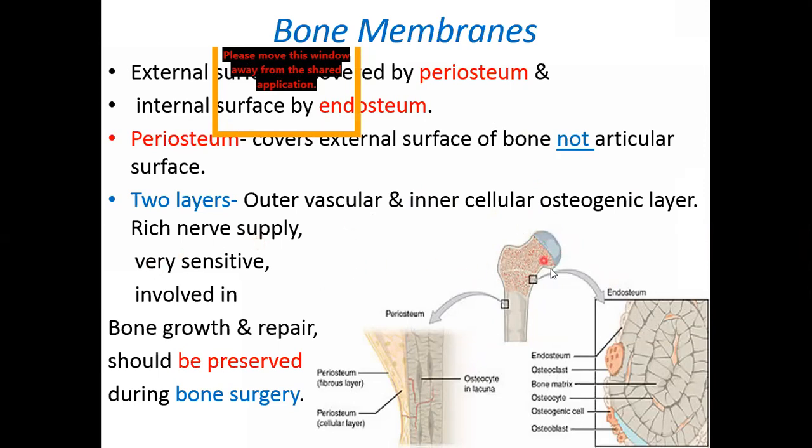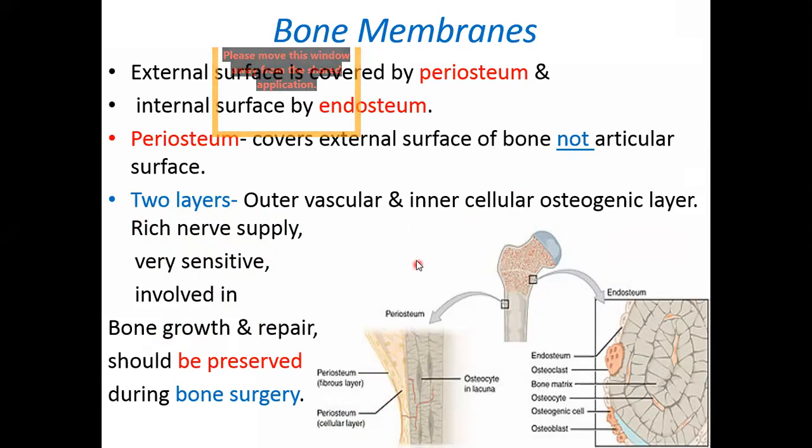Now, in the periosteum, there are two layers: outer vascular and inner cellular layer. So here we can see there are two layers. One is outer, so we can call it outer vascular, and inner cellular. Cellular means with a lot of cells. There is a rich nerve supply over here. It is very, very sensitive, and it's involved in bone growth and repair. So this is the importance of the periosteum layer.